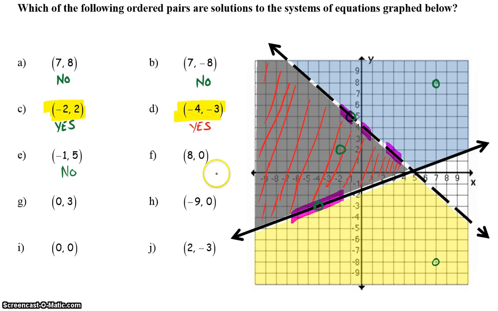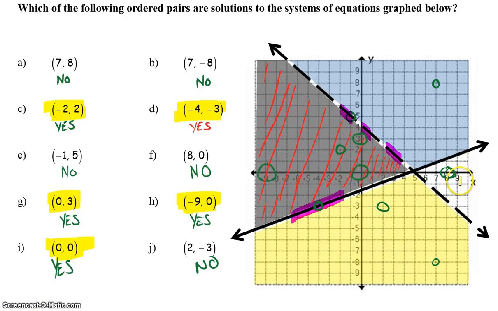Go ahead and see if you can figure out whether these are or are not a solution for G, F, H, I, and J. When you're done, press pause now. When you're done, unpause to check your answers. So the ordered pairs there that are in our dark shaded region are 0, 3, -9, 0, and 0, 0. 8, 0, 2, -3 are not in the dark shaded region, therefore are not solutions to our system of inequalities.